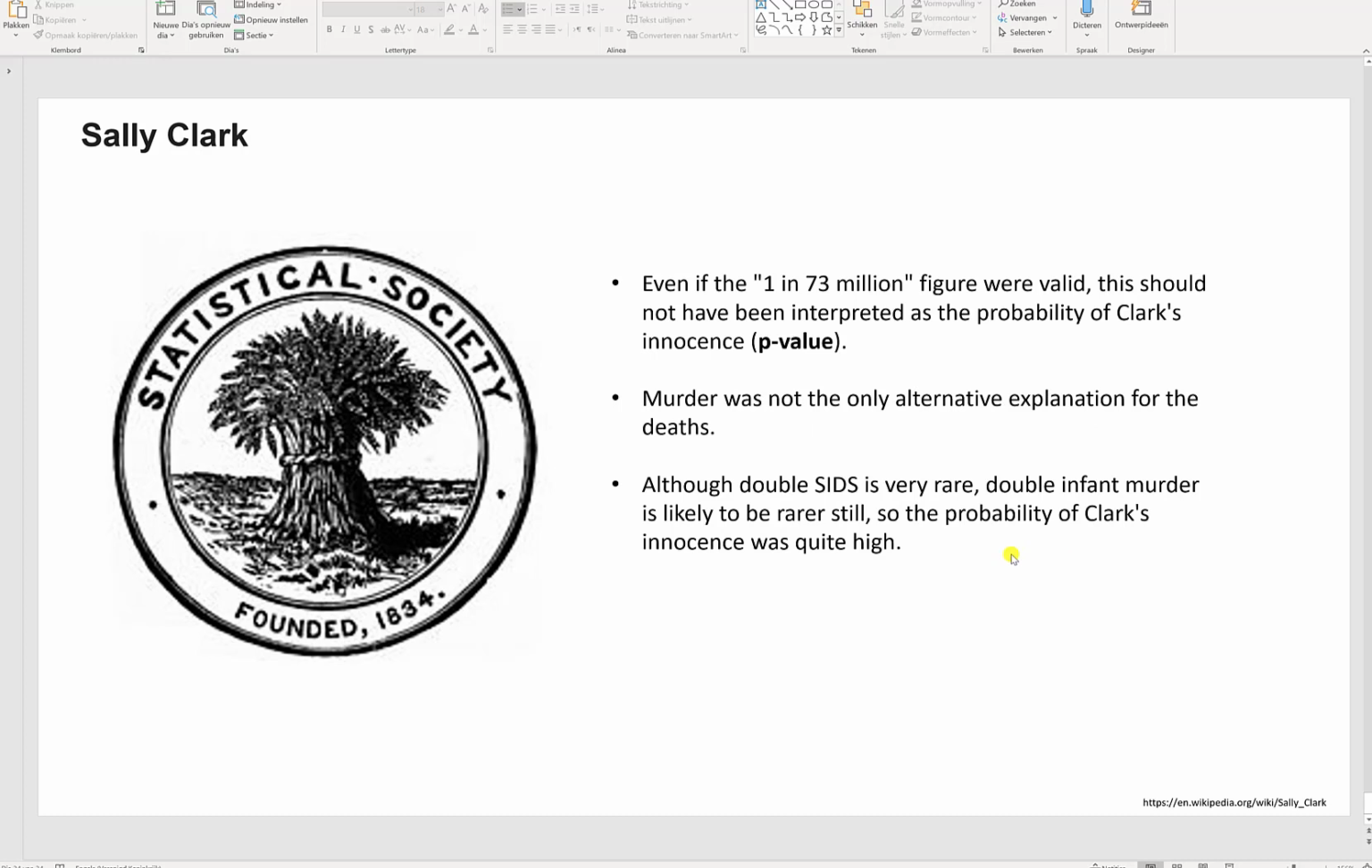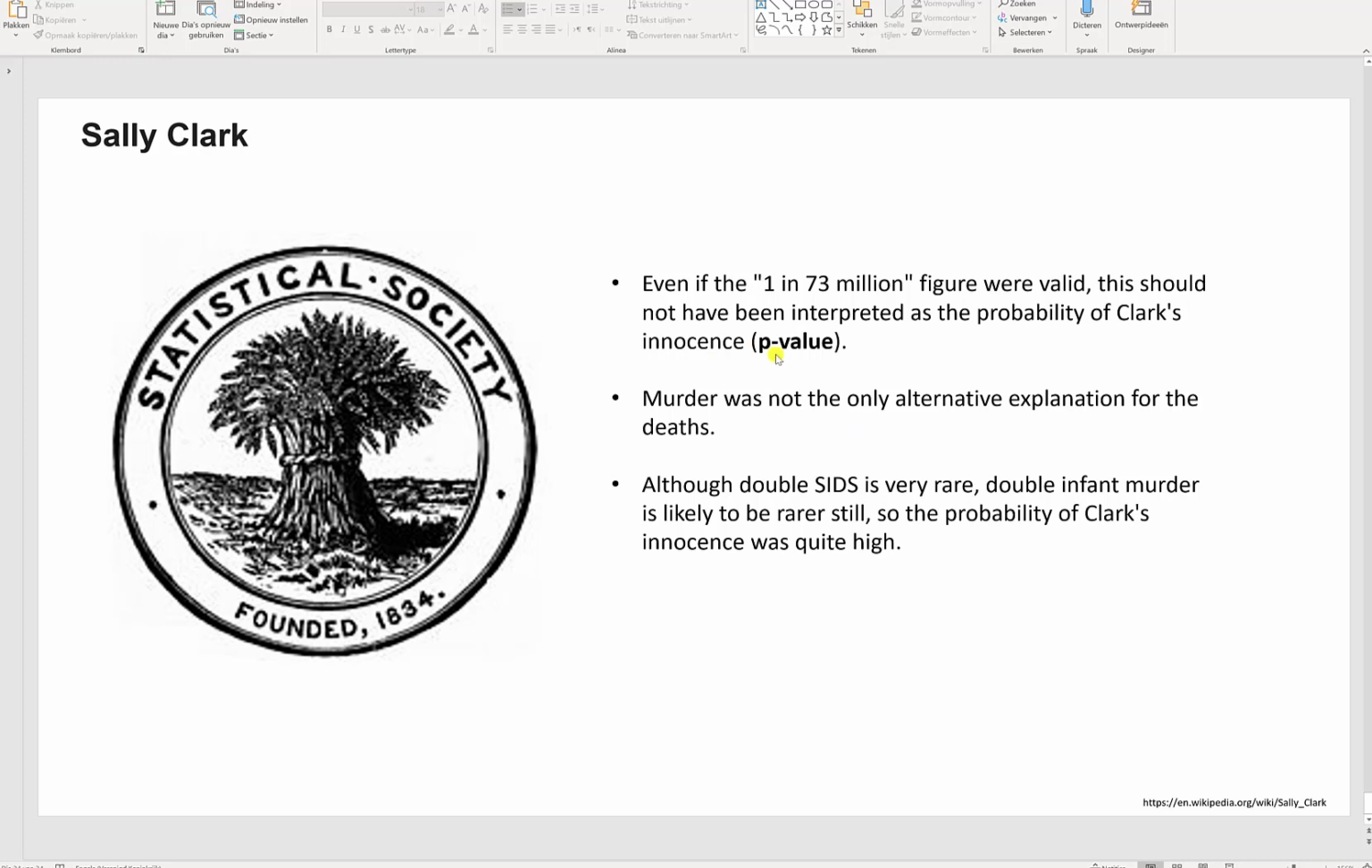And it's actually even worse than that. Even the 1 in 73 million figure, even if that were valid, right? It's not 73 million, but suppose it would be 1 in 73 million. They should not have interpreted that as a probability of Clark's innocence, right? That's important. That's not what the p-value means, because that's basically what they computed, but the p-value doesn't tell you the probability that your null hypothesis is correct, right? That's not what it's doing.